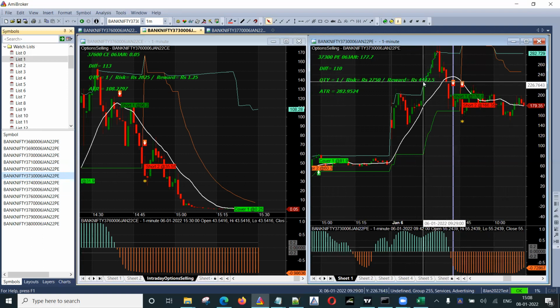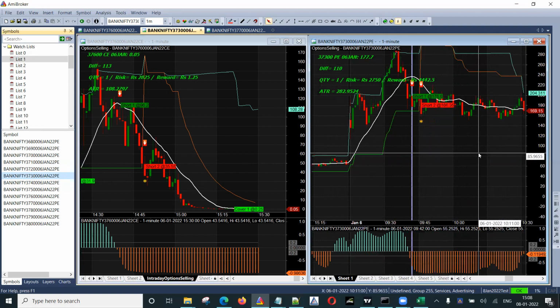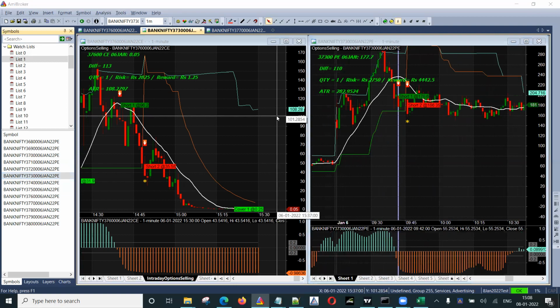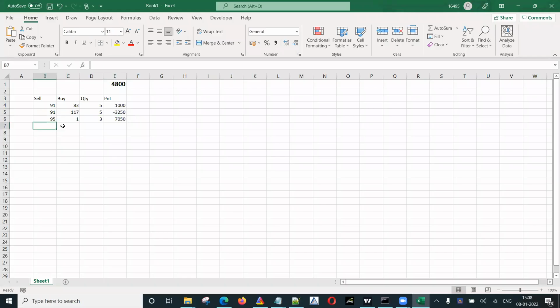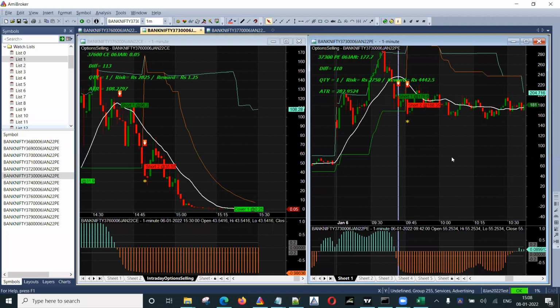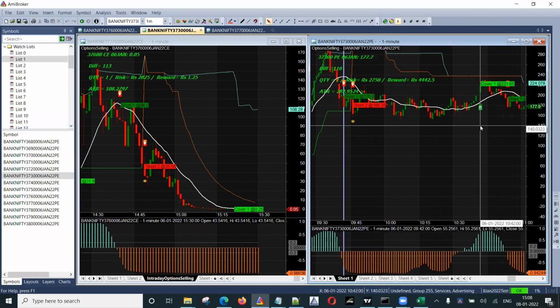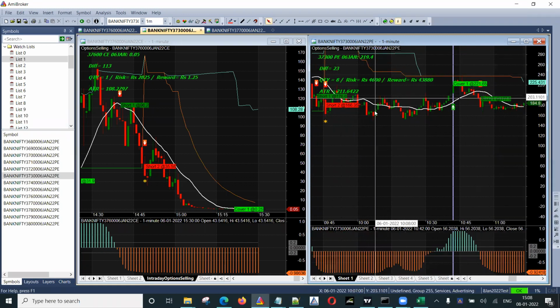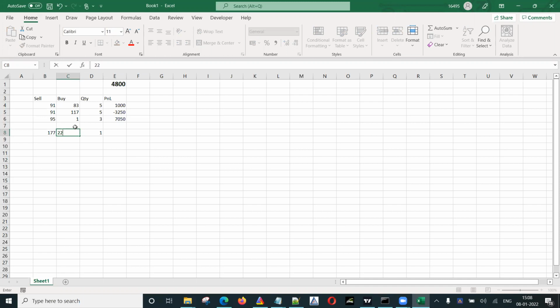So maximum reward would be 4,400. So one lot I'll trade at 177, only one lot. So it is not a problem. And I get a cover signal here at this stage, which is at 219, 220. So I lose this trade.